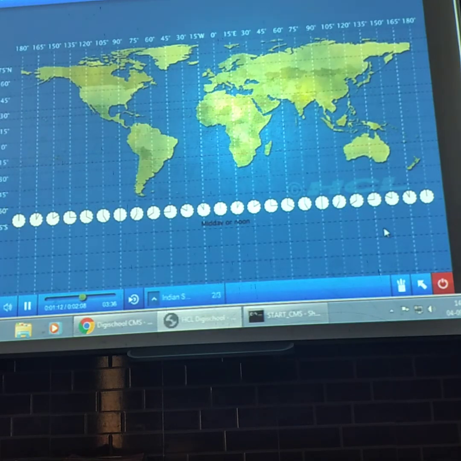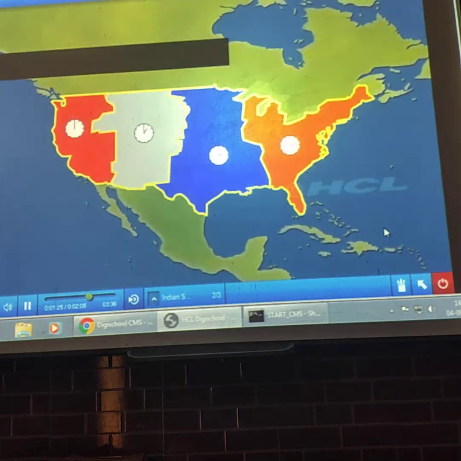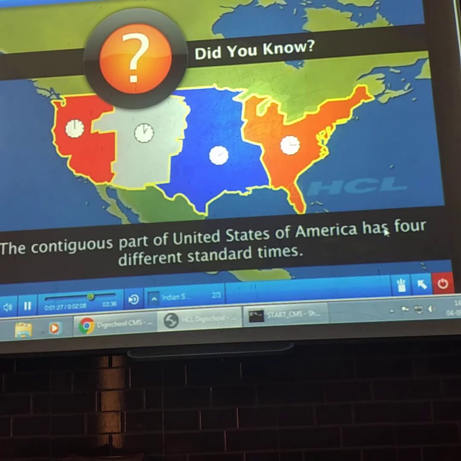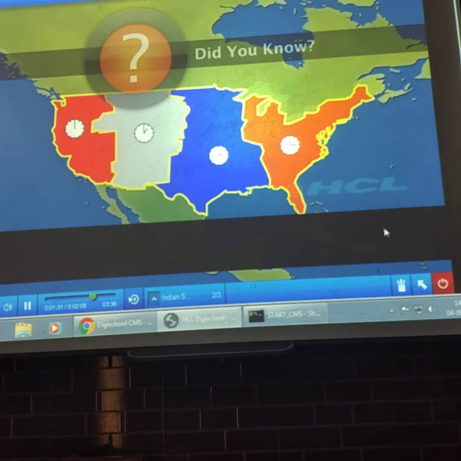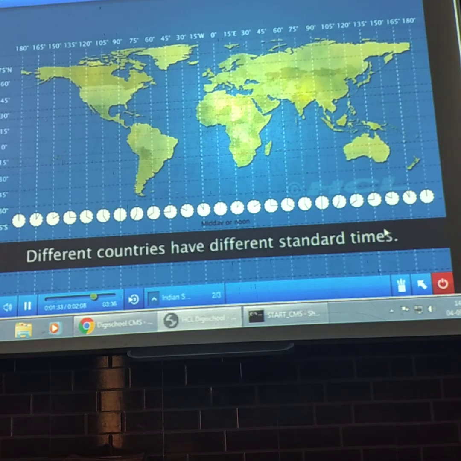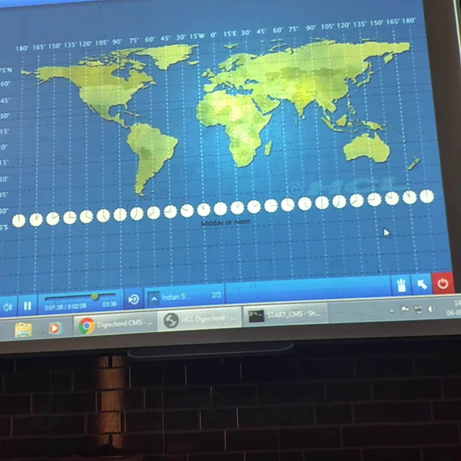But some countries have a very vast east-west expanse. So it is not convenient to have one standard time in countries like the United States of America, Canada, and Russia. Did you know the United States of America has 4 different standard times? Different countries have different standard times.